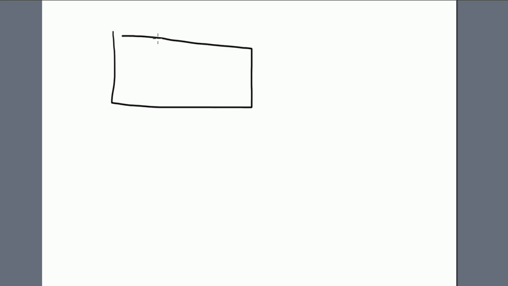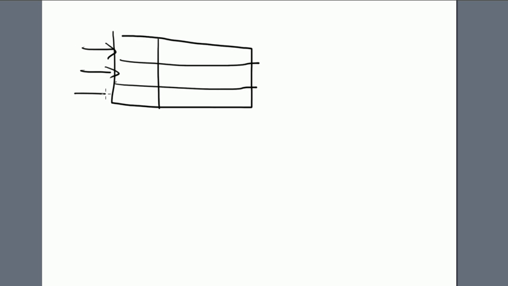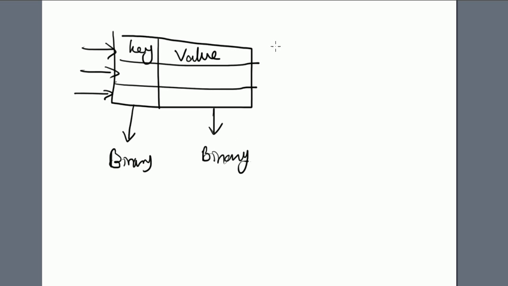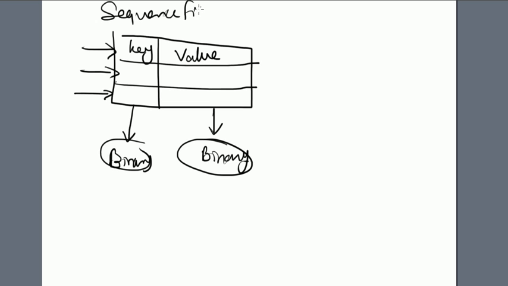So what exactly is the sequence file? This is the container of your data. If I draw the diagram here, you can assume one line is a record. So there are three records, and this is the key part and this is the value part of your record. The important thing is that in the sequence file, the key part is in binary format and the value part is also in binary format. Having the binary format in the sequence file, you have many advantages.